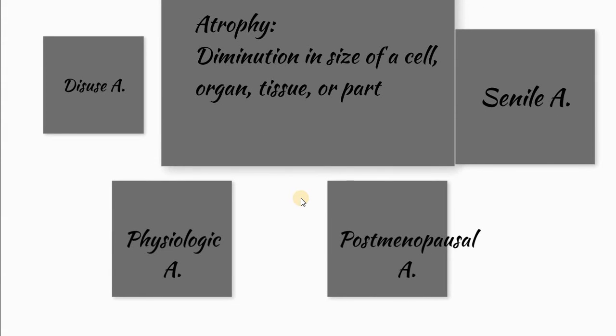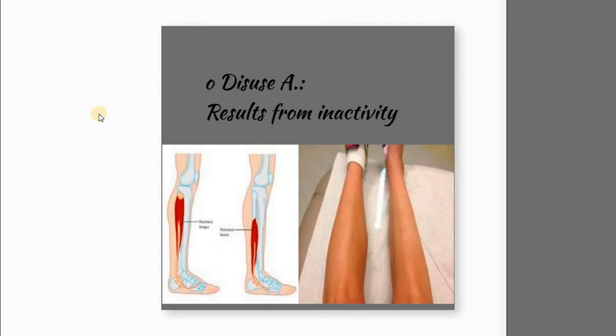We have atrophy and 4 types of atrophy. Atrophy is the reduction in size of a cell, organ, tissue, or part. And we have disuse atrophy, which results from inactivity, when you use, for example, one leg more than the other. When you have a fracture and you have a plaster on your leg, you should wait 6 months till the bone regeneration takes over. After removal of the plaster, you see that one of the legs is atrophied, the non-used one, the fractured one, because it was inactive.